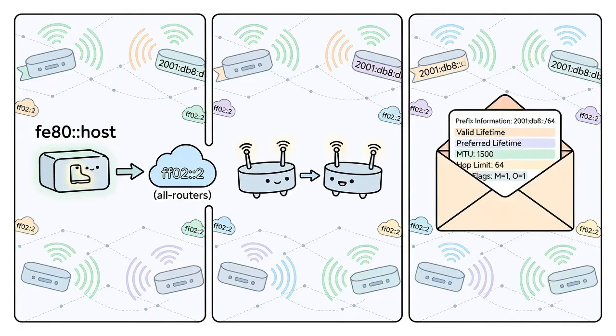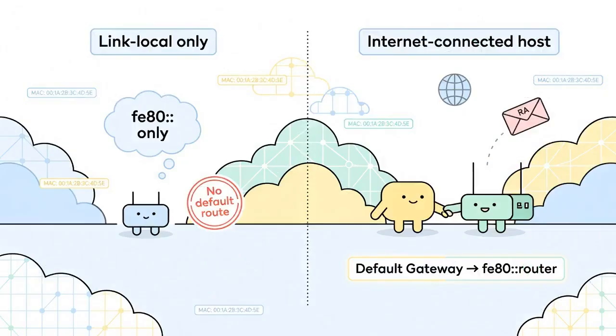Not every host needs that exchange. A link local only device, one that only talks to neighbors on its own segment and never reaches beyond, has no reason to install a default route, so it skips RS entirely and stays self-sufficient. Contrast that with a full internet-connected host, which depends on the RS and RA handshake to learn its default gateway, and the prefixes it can use for global communication.